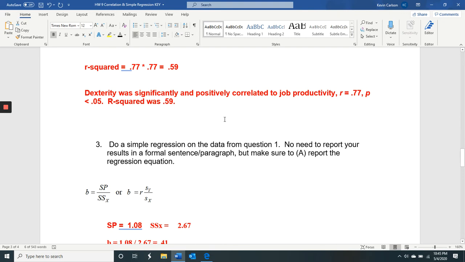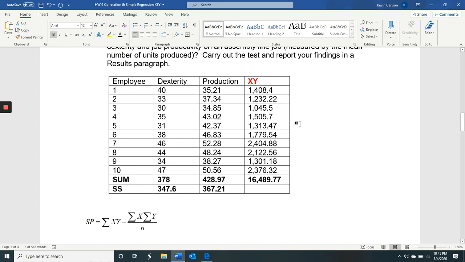The last thing we have to do is R squared. So R squared is simply the correlation times itself. So 0.77 times 0.77, we got 0.59 for our R squared. That means that 59% of the variance in productivity was directly linked to dexterity.